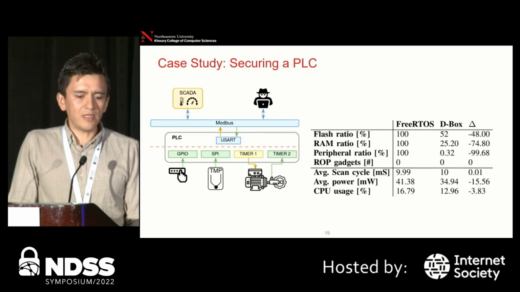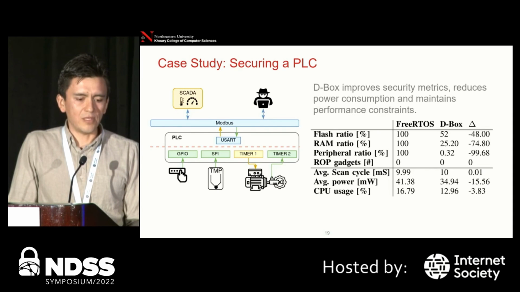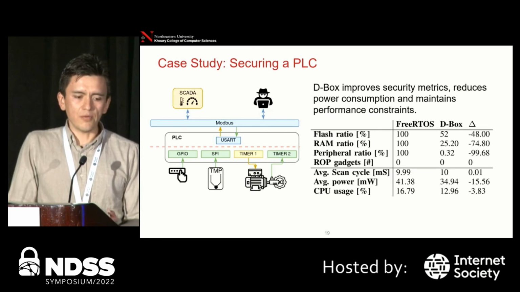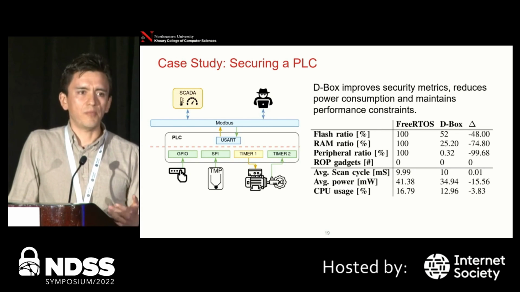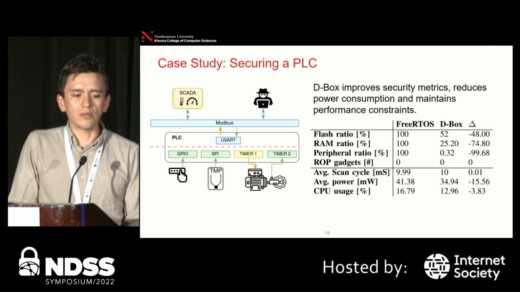The result of this test is that D-box improves the security of the whole system, reducing the attack surface, and it also maintains the performance of the real-time operations, specifically the scan cycle of the PLC, which is quite important for these devices because the operations are time sensitive. It also reduces the power consumption of the system.